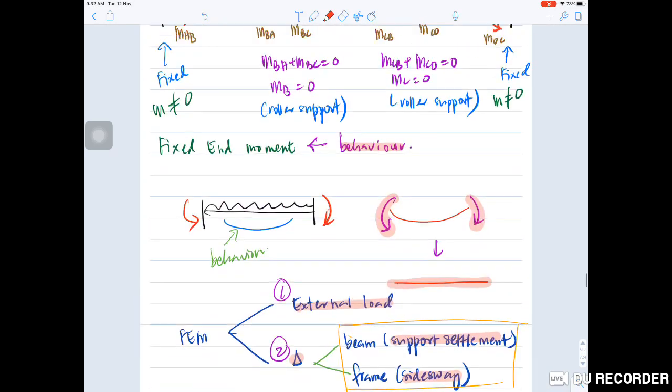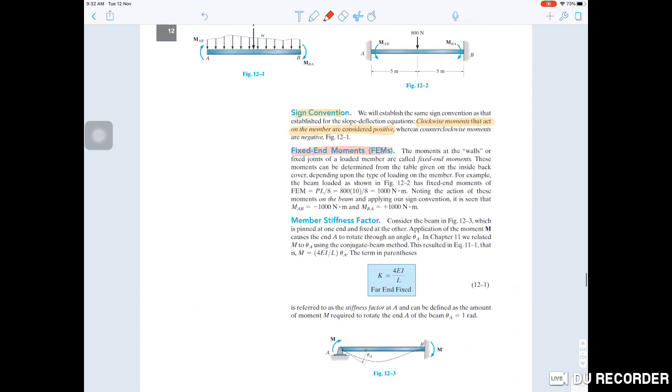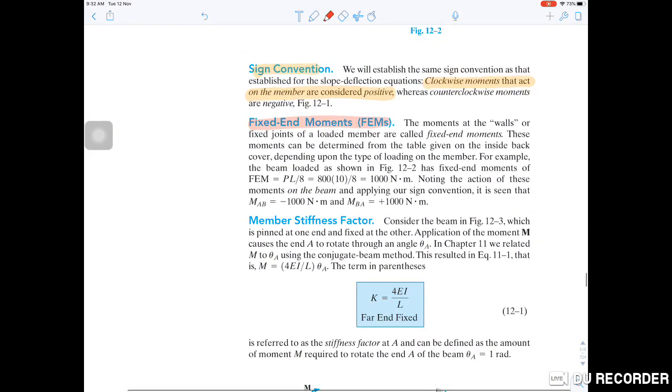Okay, let's look at the next important term in moment distribution method. It is called as member stiffness factor.